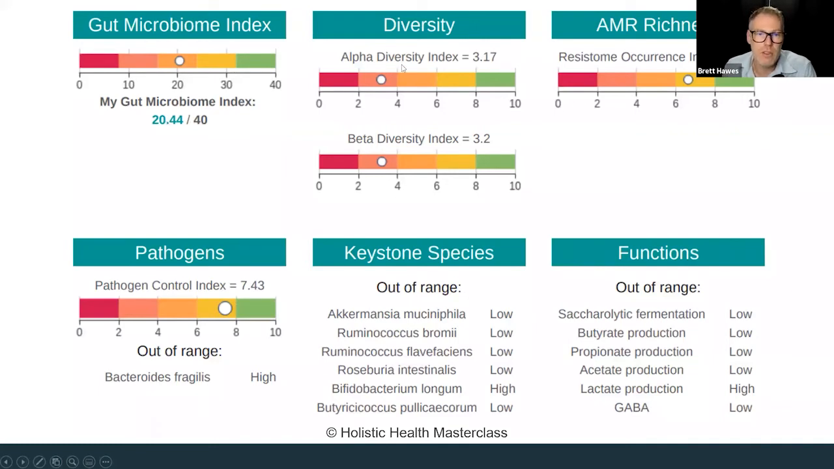And what you notice here is alpha diversity and beta diversity are quite low. So this person does not have a lot of pathogens, but if you look at all of their keystone species, these are the beneficial cornerstone species of the microbiome. What do you notice? Low, low, low, low, low. And because these are low, the functions that they perform are also going to be low. So here we see butyrate, propionates. These are all short-chain fatty acids. Production is low. GABA production is low, and so on and so forth.